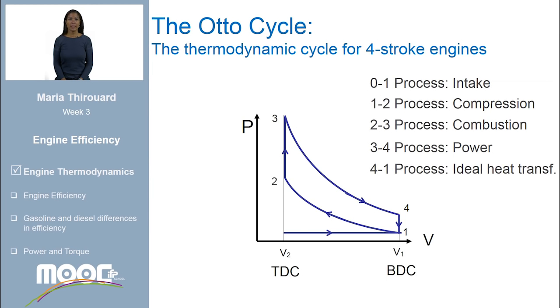Process 4 to 1 completes the cycle by a constant volume process in which heat is rejected from the air while the piston is at bottom dead center. Finally, in process 1 to 0, the mass of air is released into the atmosphere in a constant pressure process. This is the exhaust stroke.